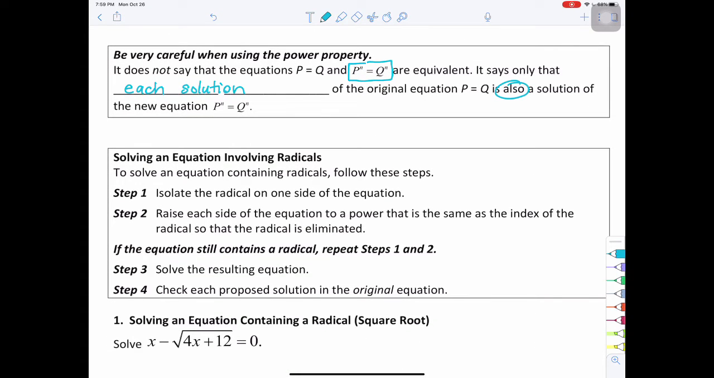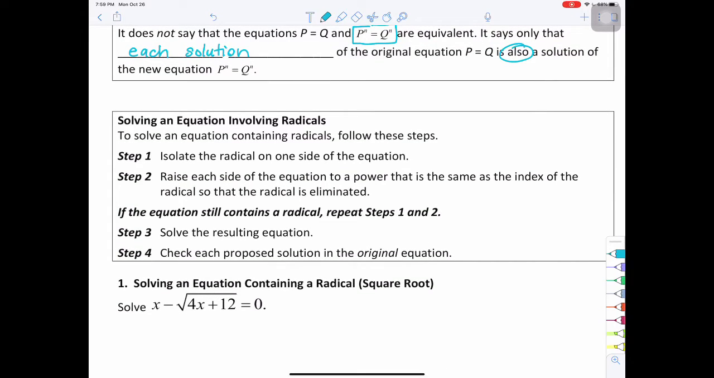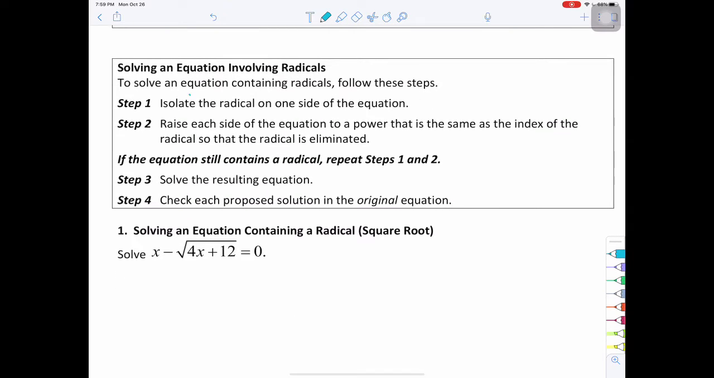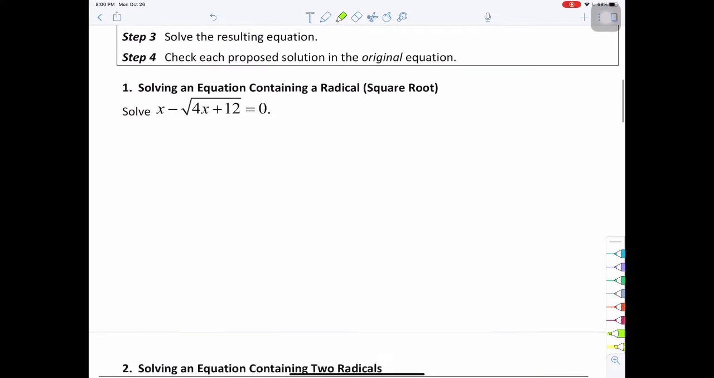If we have square roots on both sides of the equation, we will square both sides. If we have cube roots, we will cube both sides. So how are we going to do this? We are going to first isolate the radical on one side of the equation. Everything else goes on the other side. We'll raise each side of the equation to a power, the same as the index of the radical, and that will eliminate the radical. Now, if you have two radicals, get them on opposite sides of the equation, and you will do this process twice. Let's go ahead and begin.